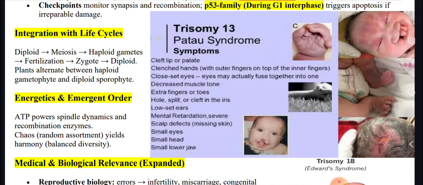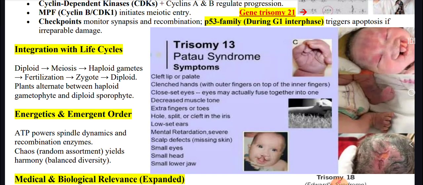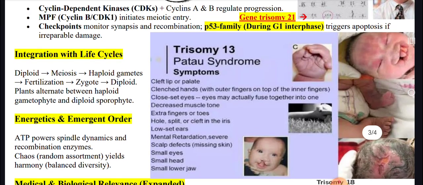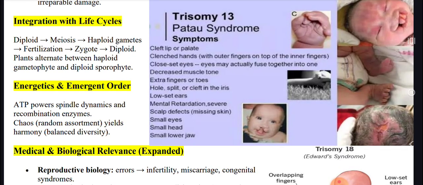Non-disjunction, what does that mean exactly? It's simply a failure of separation. It means either the homologous chromosomes fail to separate properly in meiosis I, or the sister chromatids fail to separate properly in meiosis II. They don't disjoin, they don't move to opposite poles like they're supposed to.